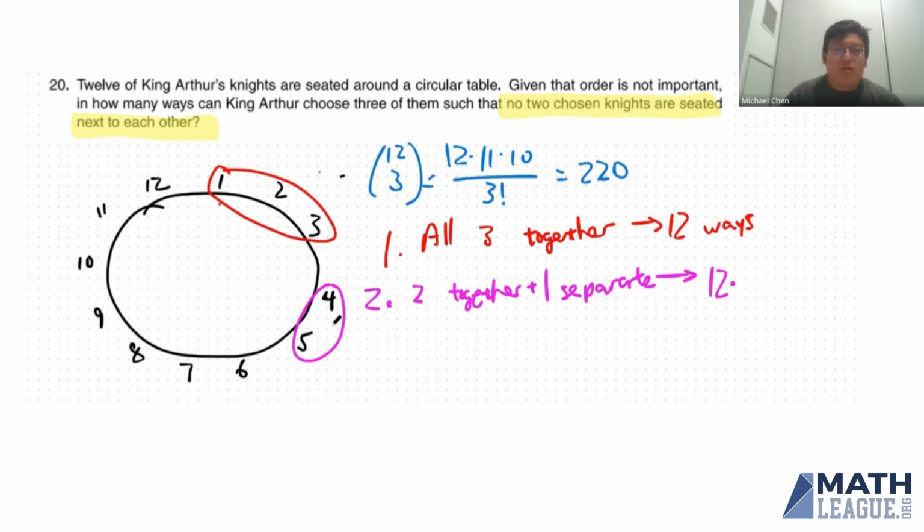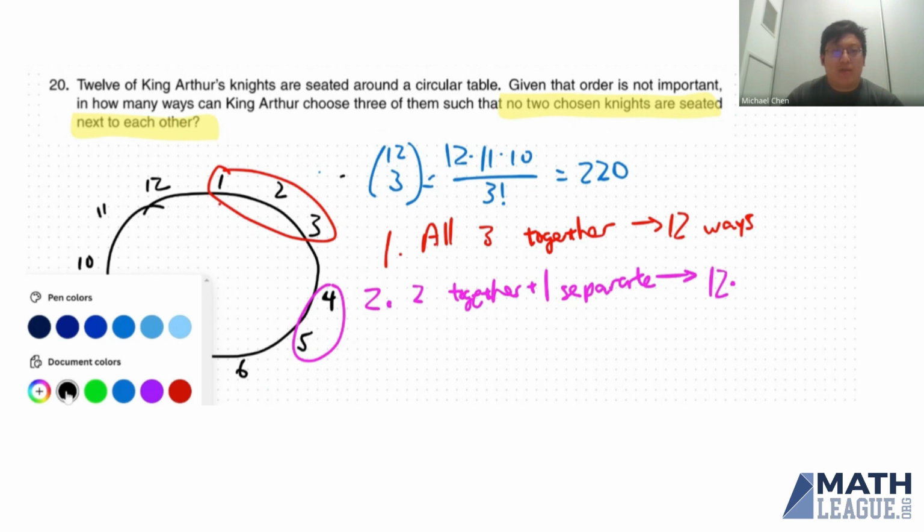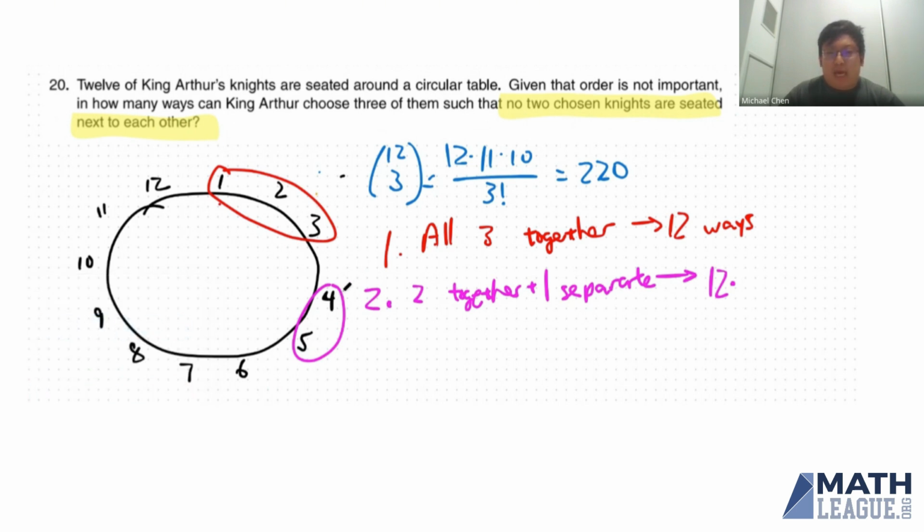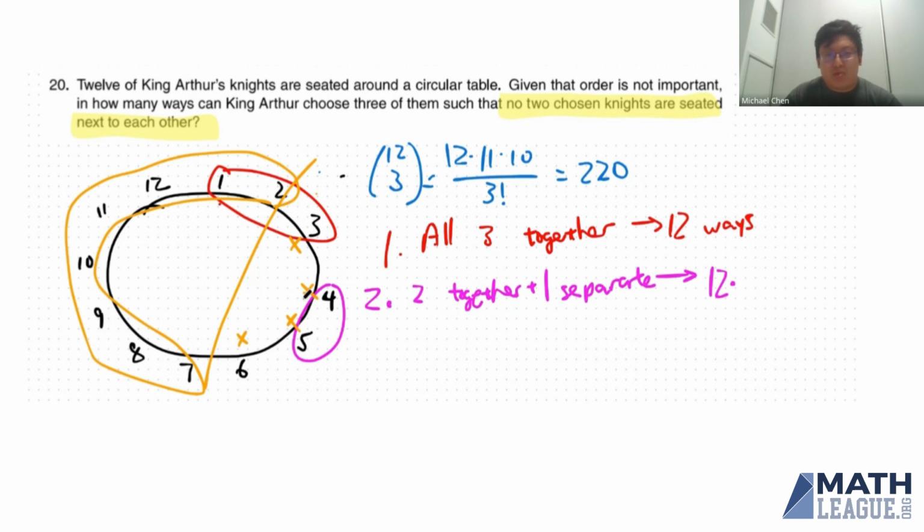But then how many ways are there to choose that last knight that's not together? Well, let's think about it. We know that final knight can't be 4 or 5, obviously, and it also can't be 3 or 6 because then they'd all be together, and that puts us back in case 1. So we don't want to overcount. Therefore, the last knight has to be in one of these positions over here, and there are 8 possible places where that final knight can be because 12 minus 2 minus 2 is 8. So therefore, we have to subtract out 96 ways from this second case.